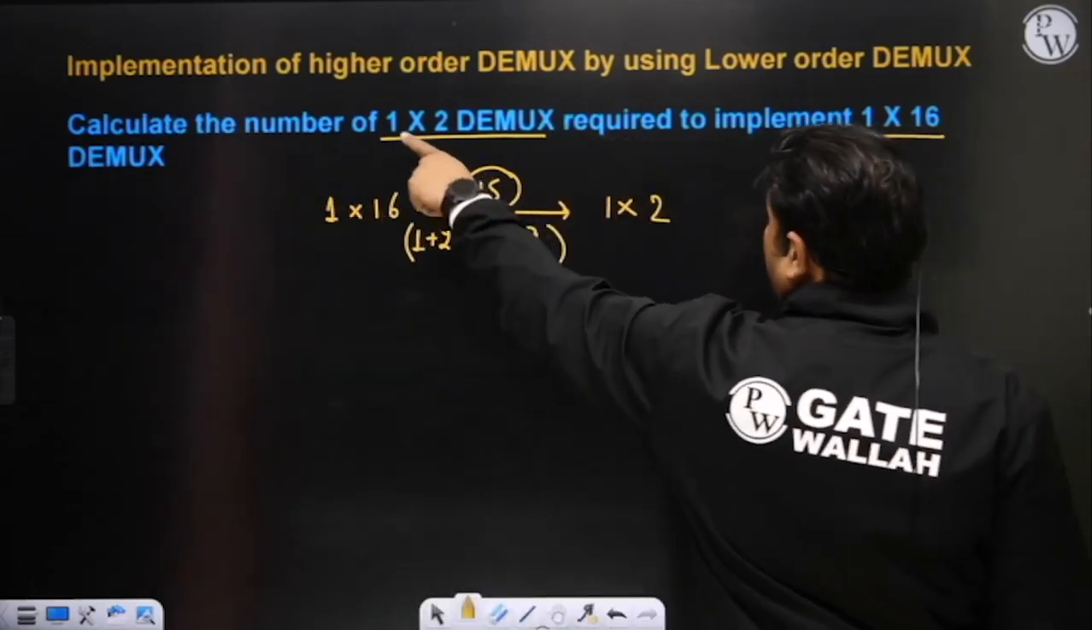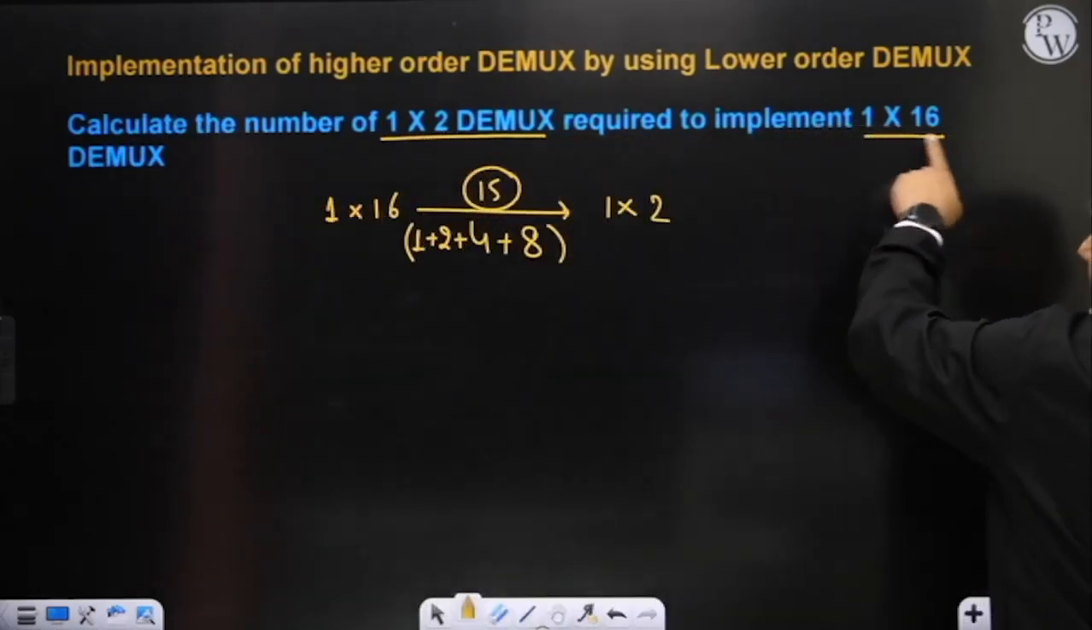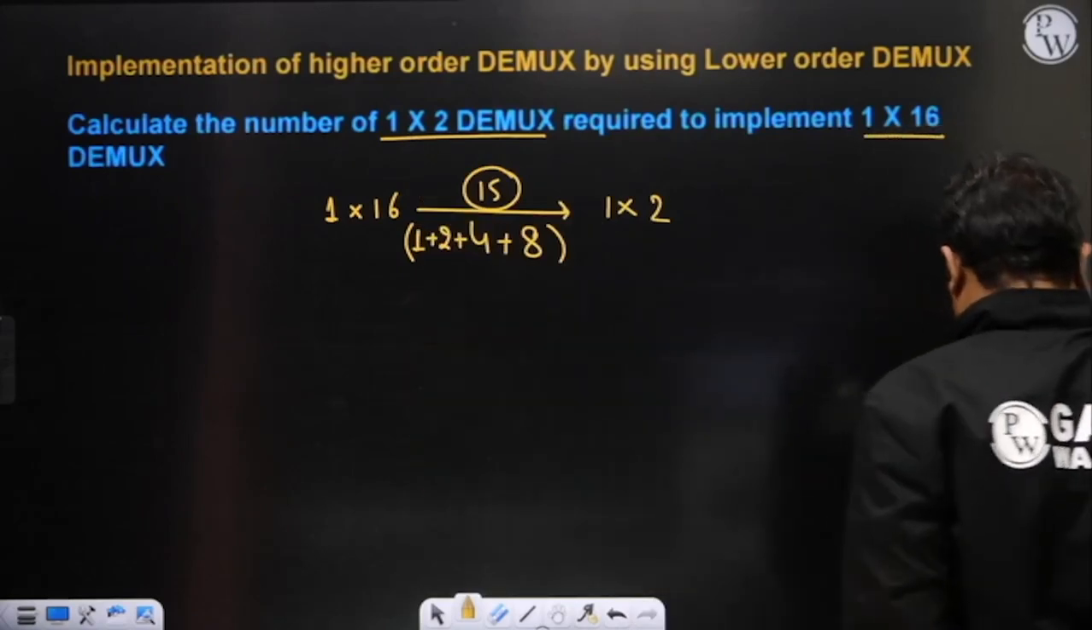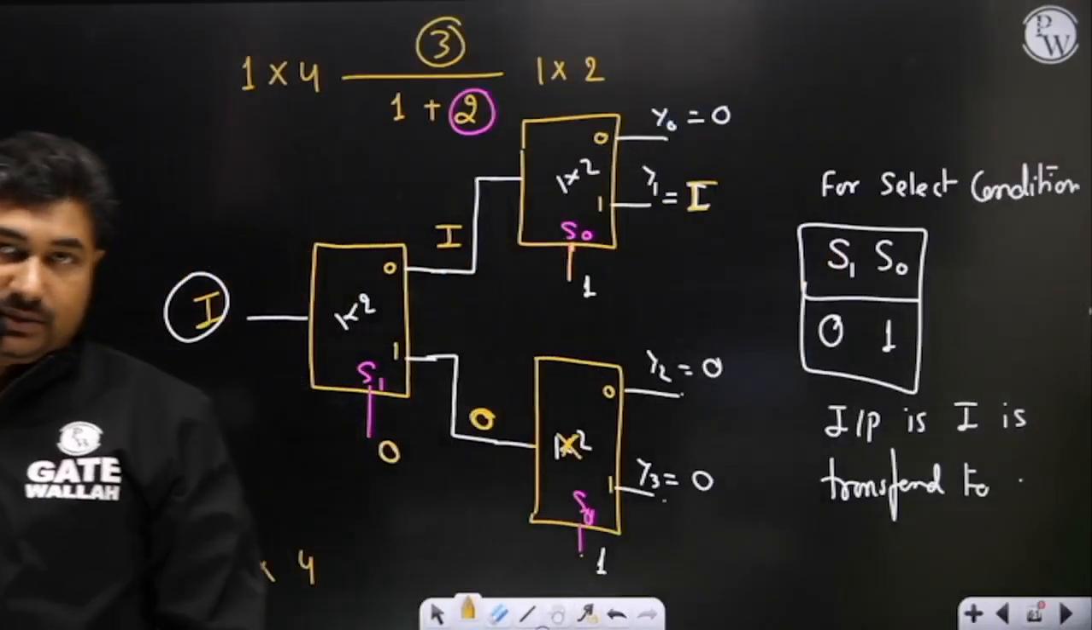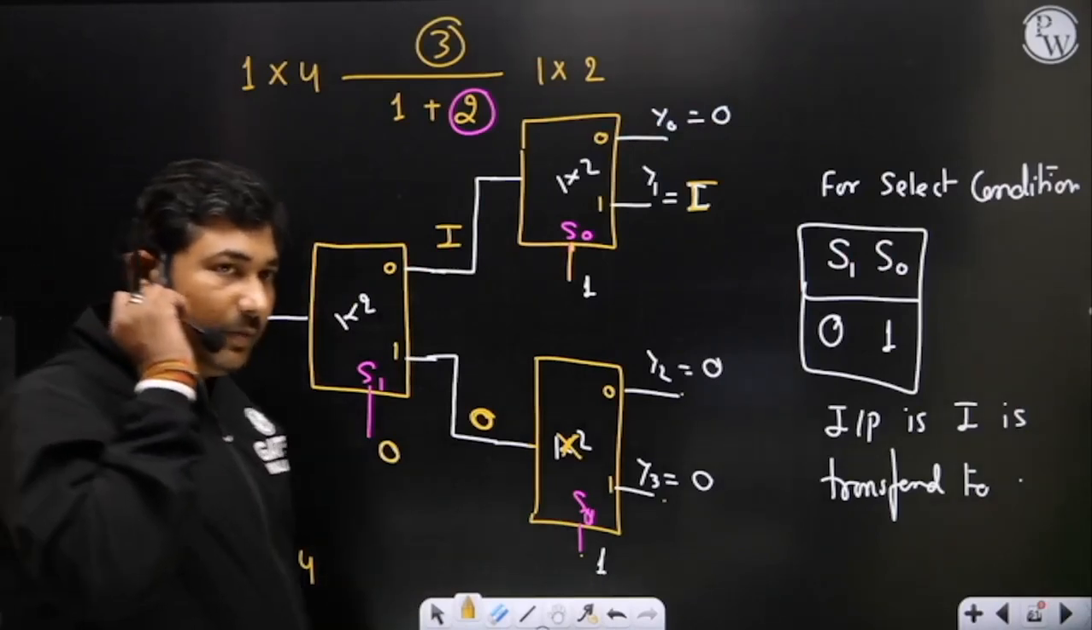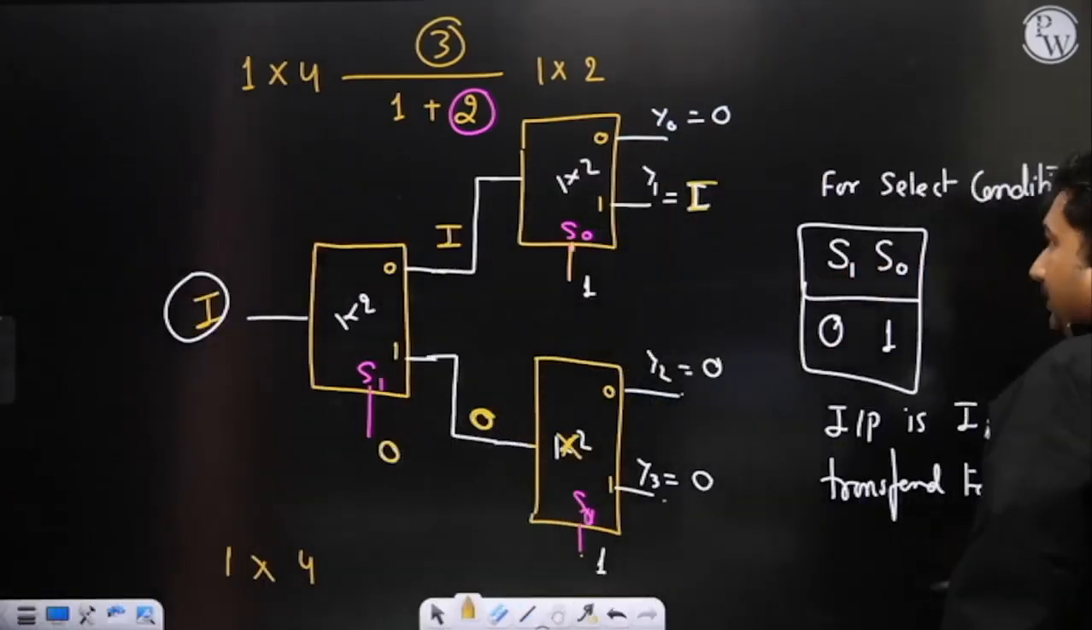So now we know how to connect 1 cross 16, how we can implement 1 cross 16 by using 1 cross 2. Now I am hoping it's very easy for you.